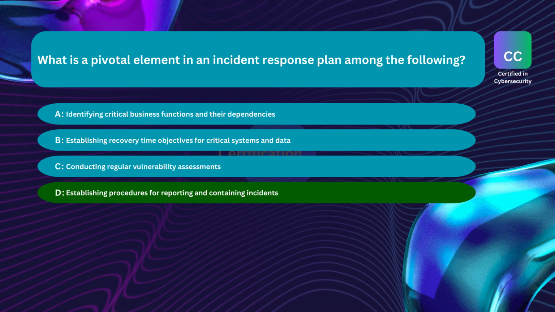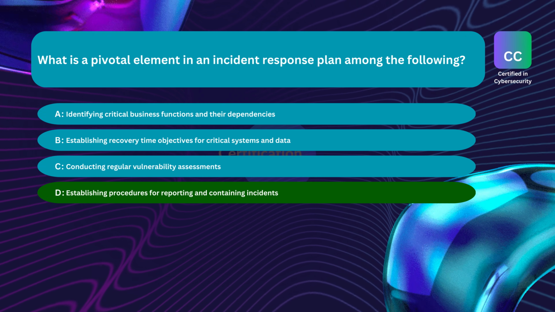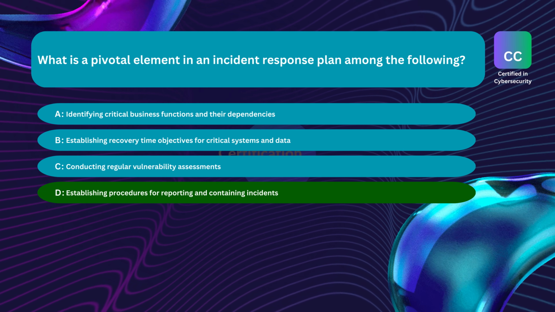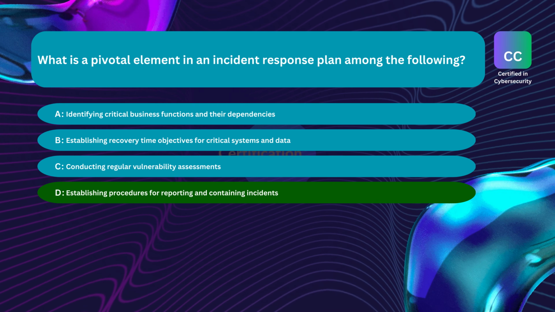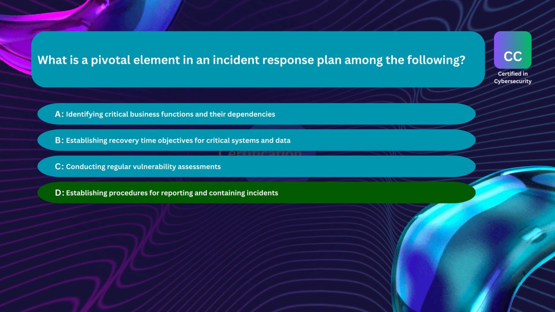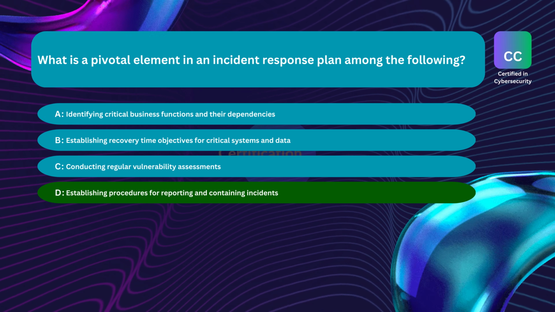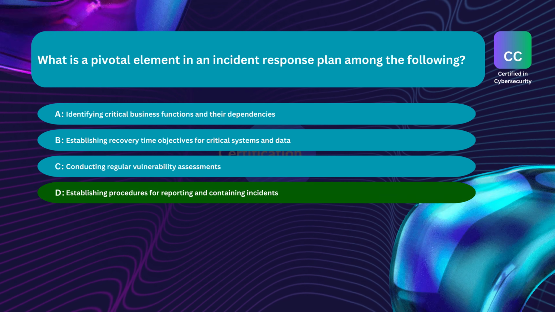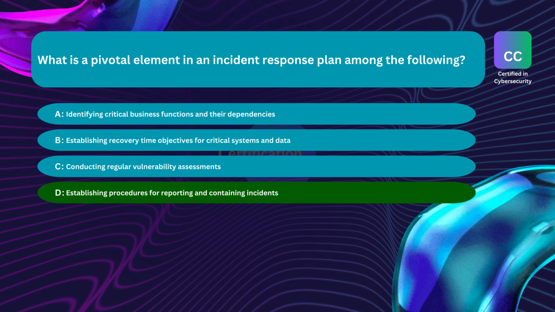The correct answer is option D, establishing procedures for reporting and containing incidents. Establishing procedures for reporting and containing incidents is a key component of an incident response plan. This involves defining the procedures for detecting, reporting, and containing security incidents, as well as identifying the individuals and teams responsible for these activities.